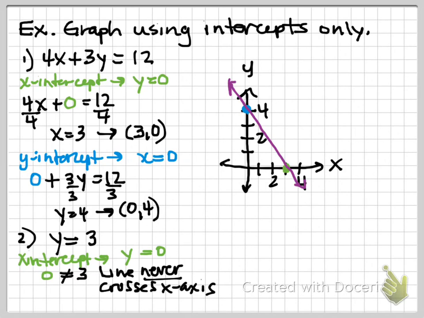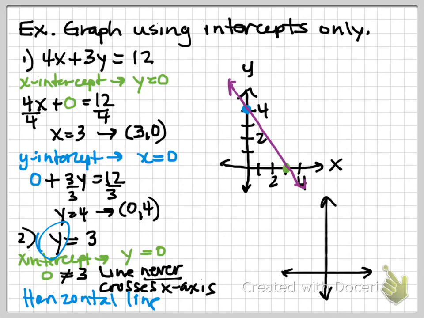Where is it telling me to draw that horizontal line? Yeah. So, but where on the y-axis? At the 3. So when I have y equals a number, I'm going to get a horizontal line. It's going to pass through that y value, and it's going to be parallel to the x-axis.